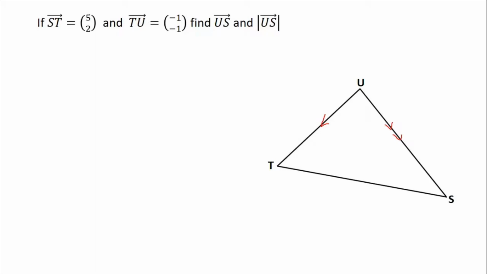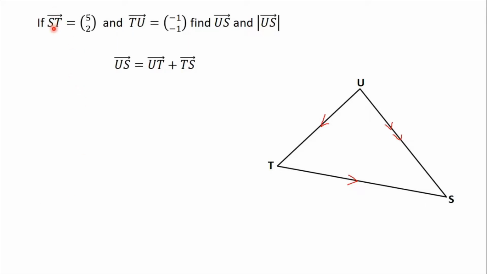You start from U, so UT plus vector TS. So we start from U and we end at S. So vector US is equal to vector UT plus vector TS, as we can see from the diagram. Okay, so vector US is equal to vector UT plus vector TS.